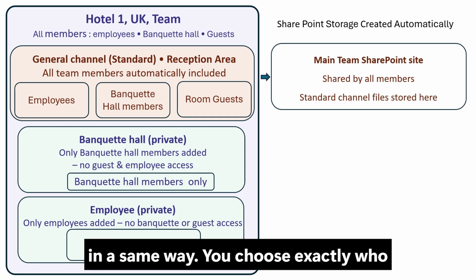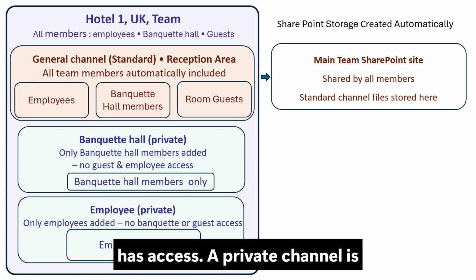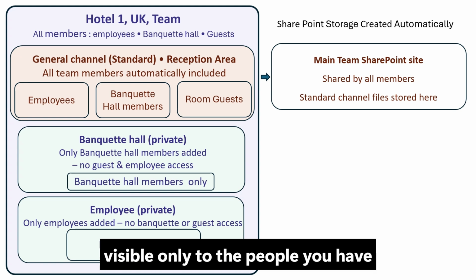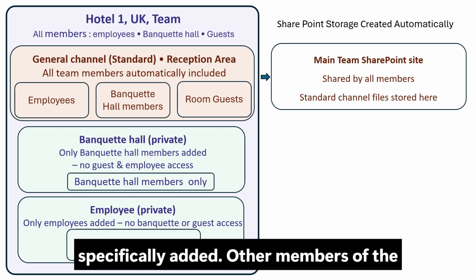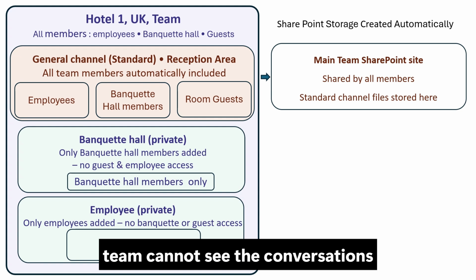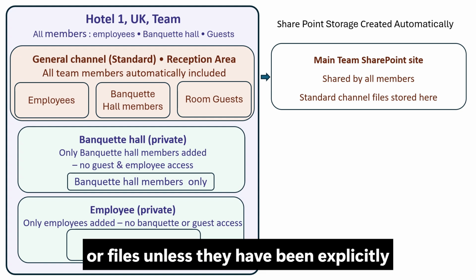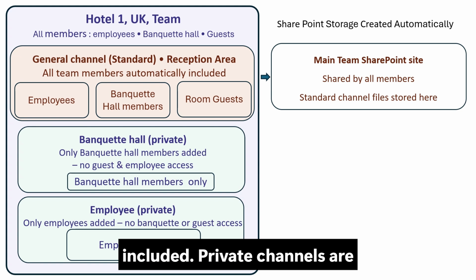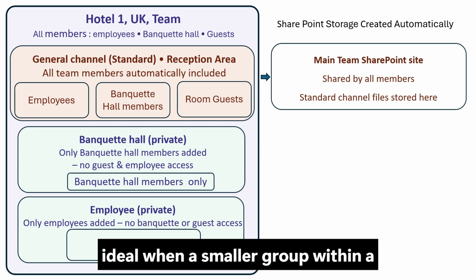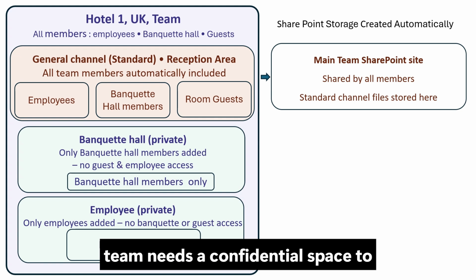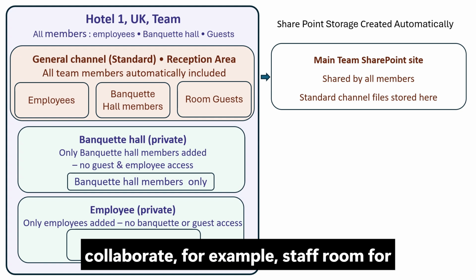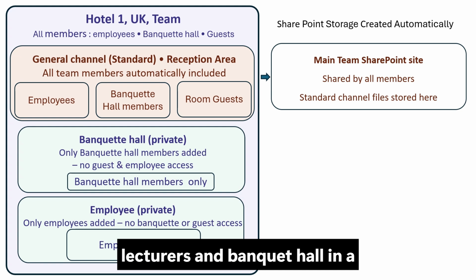A private channel works in the same way. You choose exactly who has access. A private channel is visible only to the people you have specifically added. Other members of the team cannot see the conversations or files unless they have been explicitly included. Private channels are ideal when a smaller group within a team needs a confidential space to collaborate. For example, a staff room for lecturers and a banquet hall in a hotel.